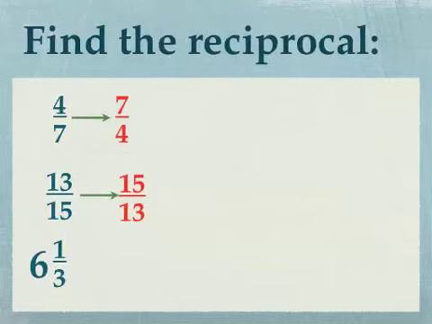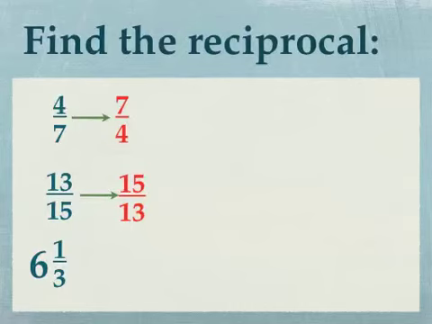Now, the third example, we run into a mixed number. You have to change a mixed number to an improper fraction before you can find the reciprocal. So I cannot find the reciprocal of 6 1/3 until I have changed it to an improper fraction. To change 6 1/3 to an improper fraction, I'm going to multiply my denominator times my whole number. So 3 times 6, which is 18. And I'm going to add the numerator, which is 1. 18 plus 1 is 19.